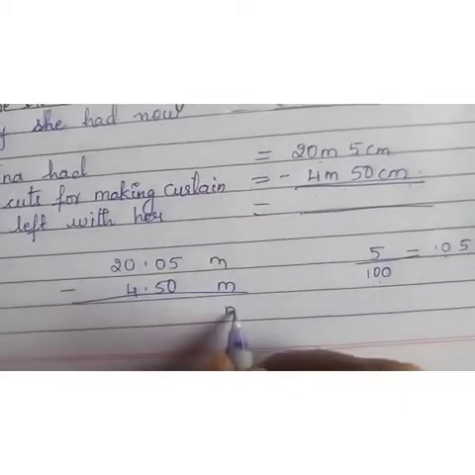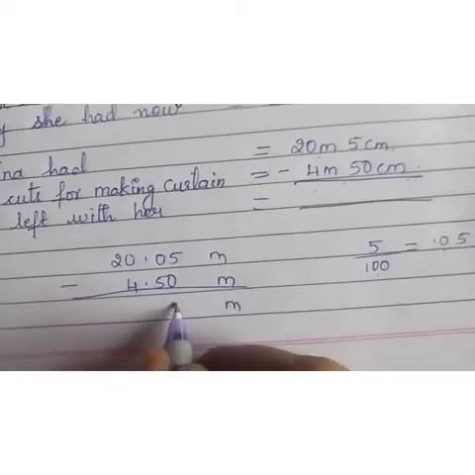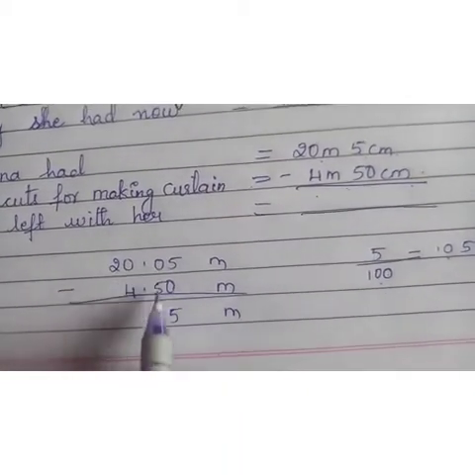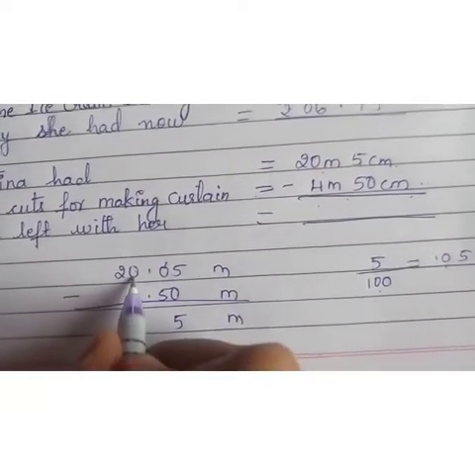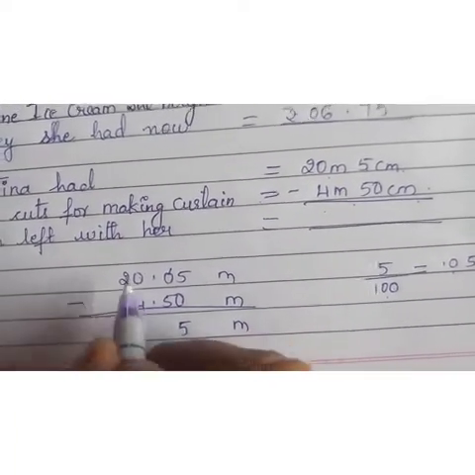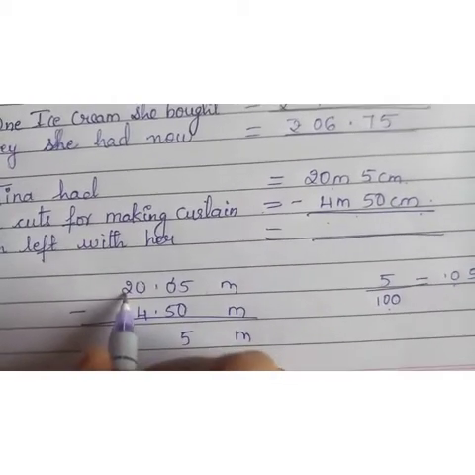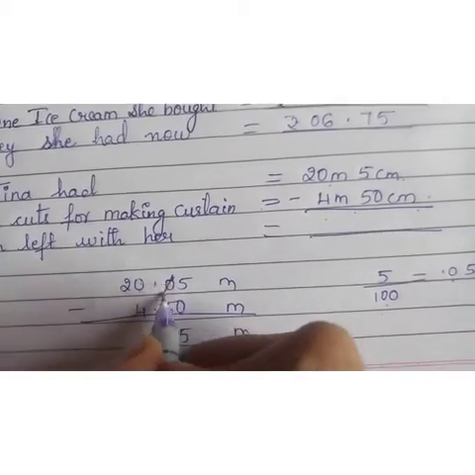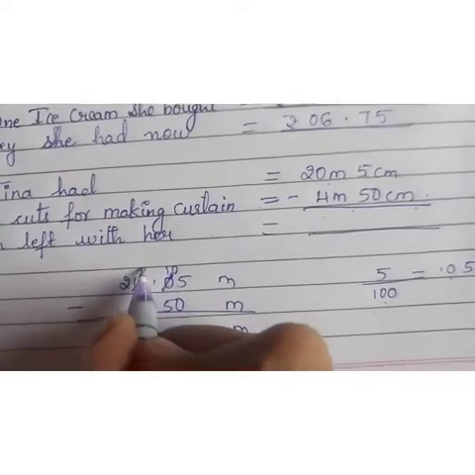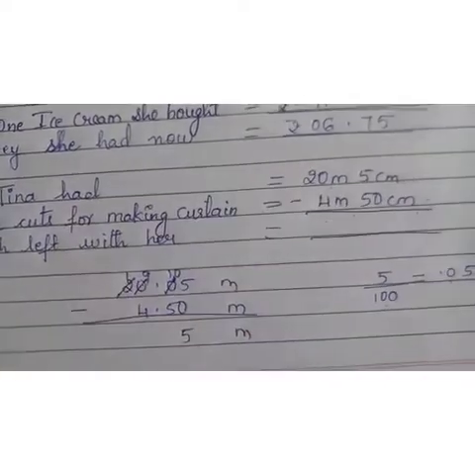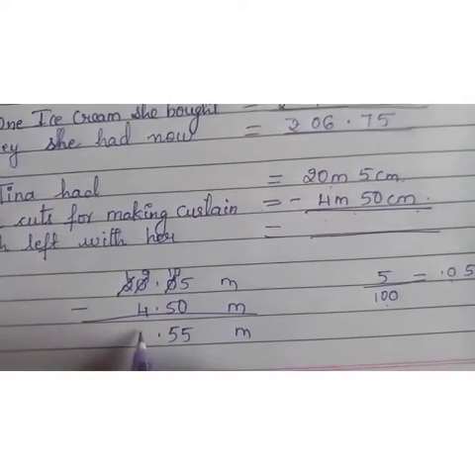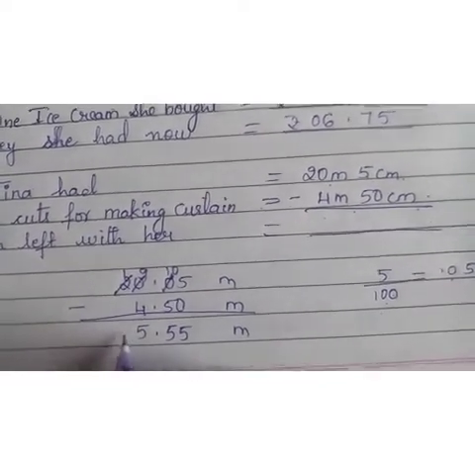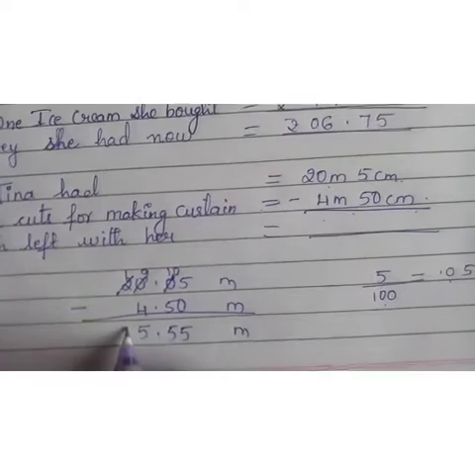Now subtract. 5 minus 0 is 5. As you cannot subtract 0 from 5, what do you do? Borrow from here. But here also you have 0. So what will you do now? You will borrow again from here, isn't it? So this becomes 10, this becomes 9, and this becomes 1. So 10 minus 5, you get 5. 9 minus 4, you get 5, and this one is 1 as it is.